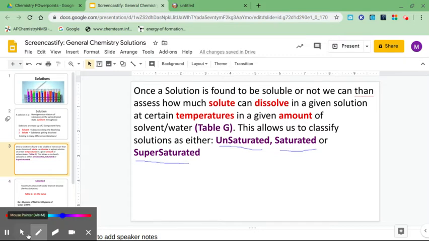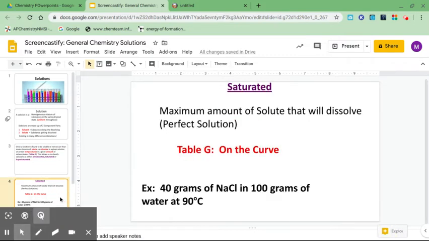We'll start with saturated. Remember that when a solution is said to be saturated, that means it's the maximum amount of solute that will dissolve. We in chemistry call that a perfect solution. When I take, say, 4 scoops of iced tea mix powder and put it into my gallon of water and mix it, there's nothing on the bottom. There's nothing floating on top. It's all in solution. That would be a perfect solution.